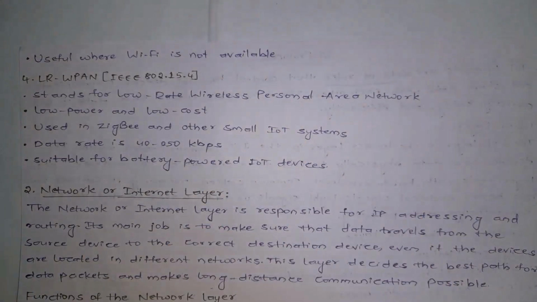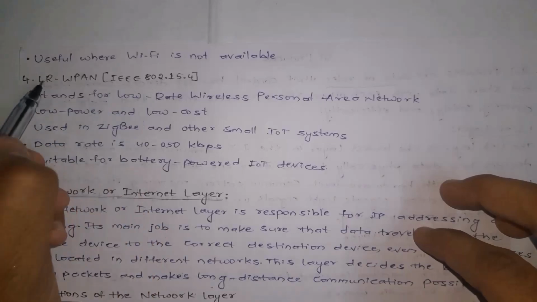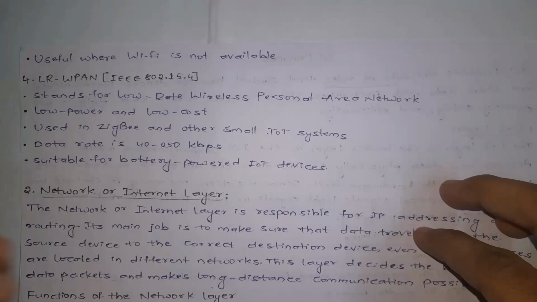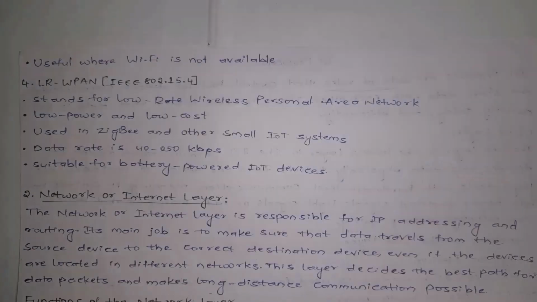And the fourth one is LR-WPAN, where LR stands for low rate, W stands for wireless, and PAN stands for personal area network. Guys, this personal area network will consume low power and low cost. And this network is used in Zigbee and other small IoT systems.